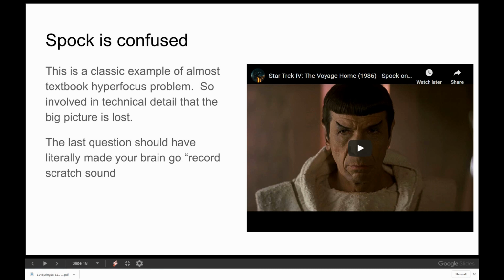But this is a hyper-focus problem. If you watch this Voyage Home clip, I really want you to. This is what happens to you sometimes. You get caught up in the details, and when someone asks you, would this hurt in a physics problem, you go like, and I want to get you past that.